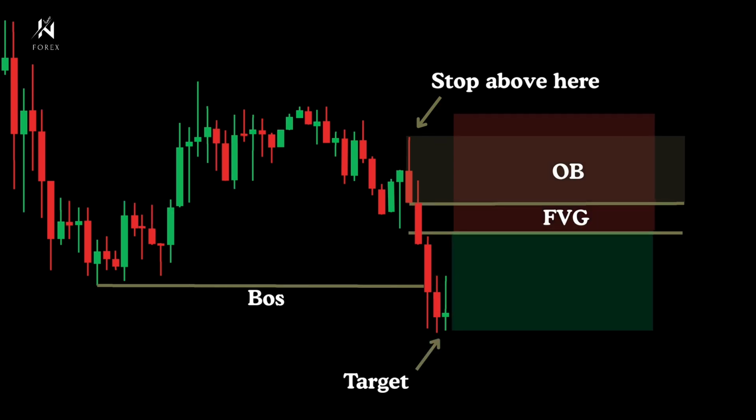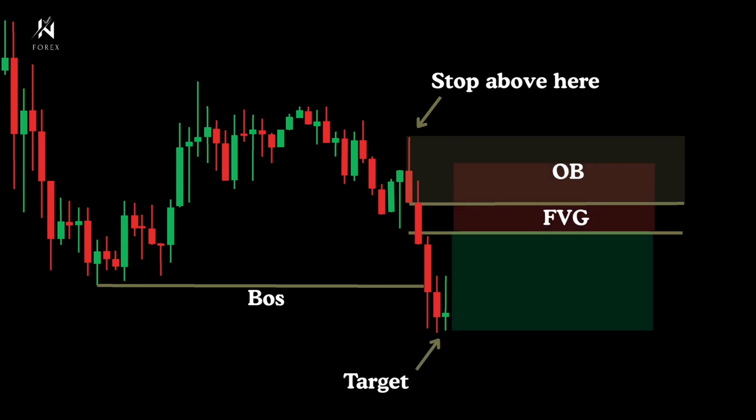Now, if we were to set a sell limit at the fair value gap zone, there's a higher chance the price would trigger our trade. However, the challenge is that in order to protect our position, we'd need to place the stop loss above the candle that created the gap, resulting in an unreasonably large stop. Even placing the entry at the midpoint of the FVG doesn't help much, as the stop would still be wide, ultimately hurting our risk-to-reward ratio.